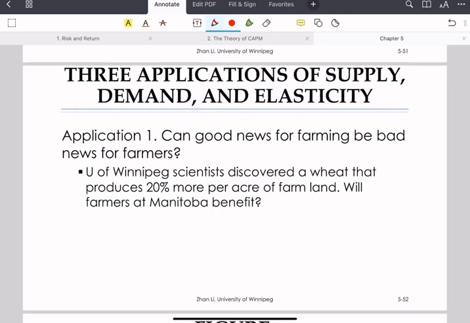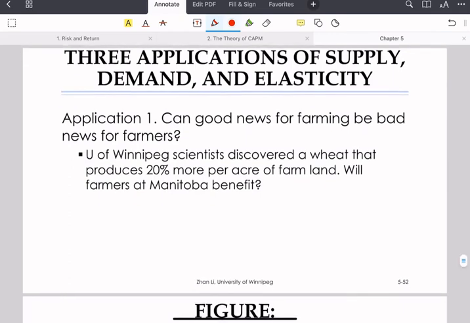So the question is, can good news for farming be bad news for farmers? Let's see this example here. Let's say University of Winnipeg scientists discovered a wheat which produces 20% more per acre of farmland. Will farmers in Manitoba benefit? Basically, we're having better technology in producing wheat. So the question is, will farmers be better off because of this better technology?